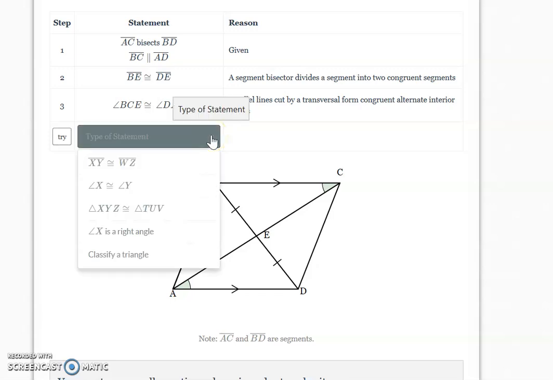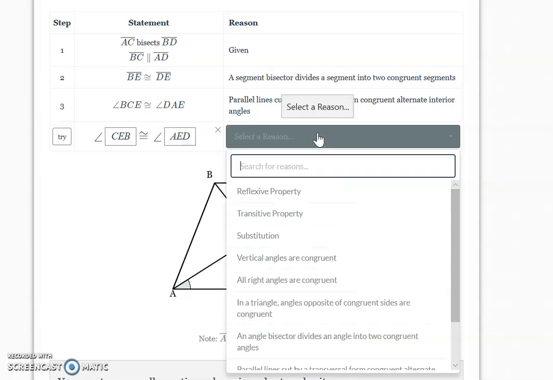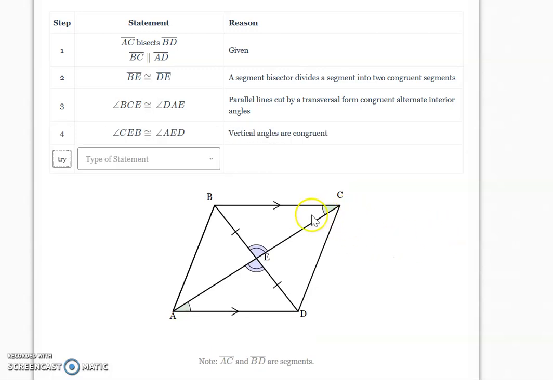All right, so I want an angle statement. So here's my angle statement. All right, so I'm going to say CEB. CEB is congruent. So this one right here, which is CEB, is congruent to this one, which I'm going to say is AED. So CEB, which is this one, is congruent to AED. And those are vertical angles, which is, here's my statement right here. So let's mark that. So now I can see that this top triangle is going to be congruent to this one by angle, angle, side.